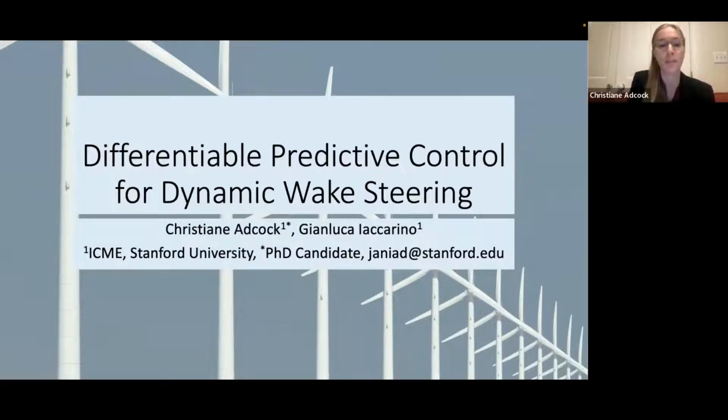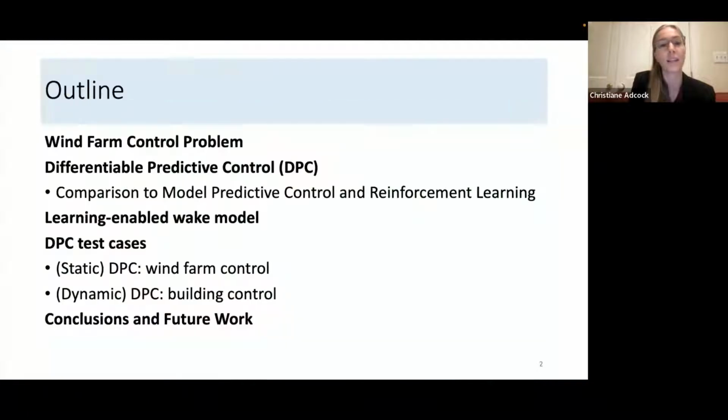I'm a fourth year PhD student going into my fifth year now in the Institute for Computational and Mathematical Engineering at Stanford. My advisor is Gianluca Iacarino.